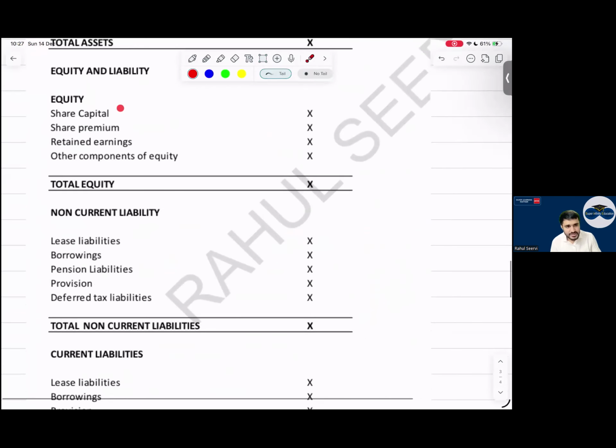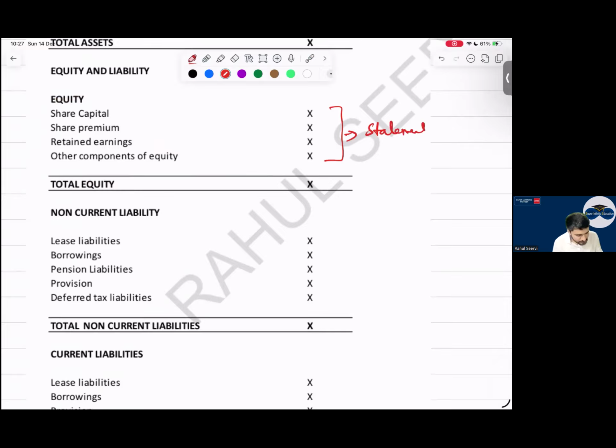Sir, under equity, we have share capital, share premium, retained earnings, other components of equity. Sir, if there is a movement regarding this, if there are changes, how we will show this? Statement of changes in equity. Yes, sir. This is clear to everyone. Then, sir, this other components of equity, this has a link with your OCI. किससे link है इसका? OCI. This we will understand OCI क्या है क्या नहीं.